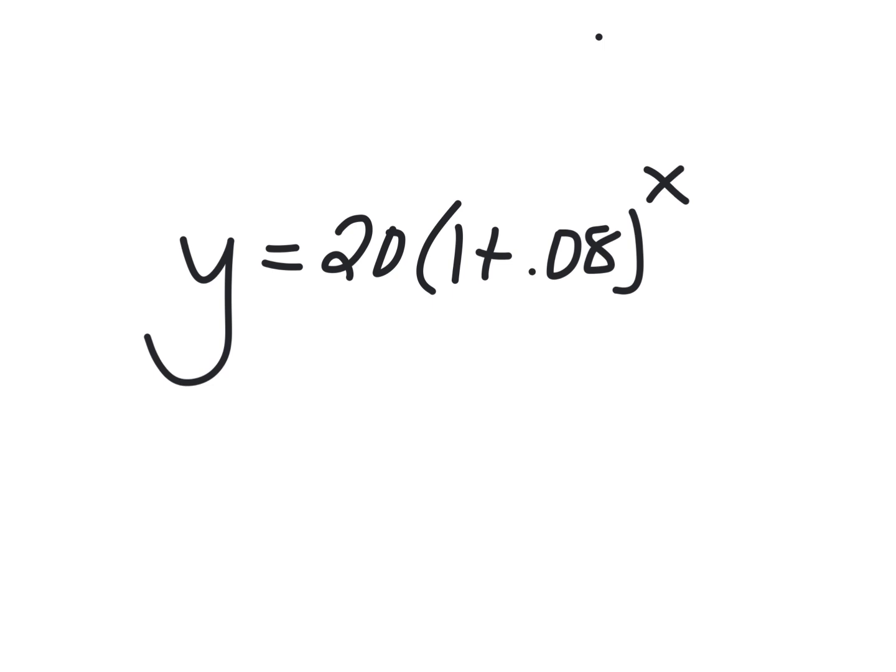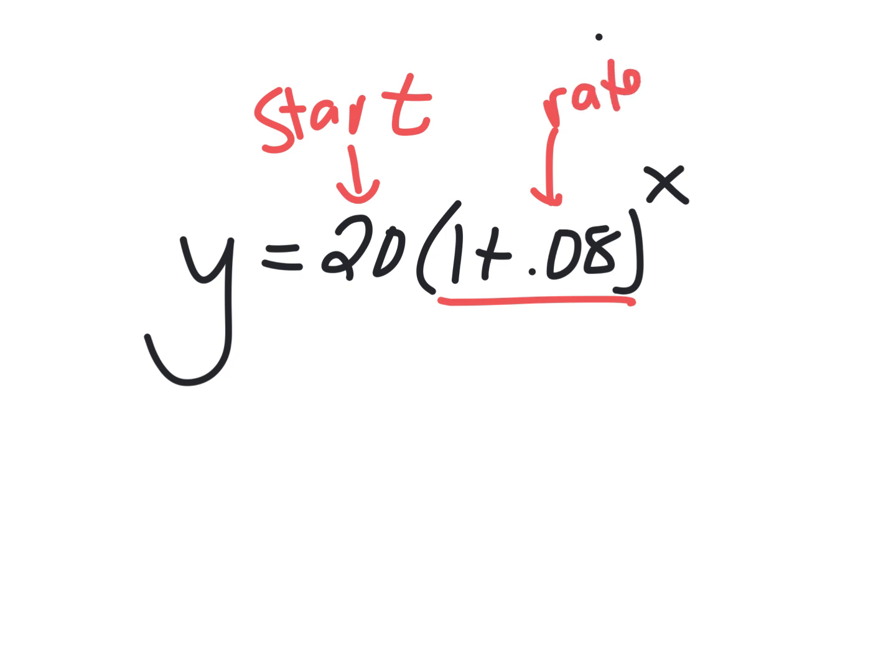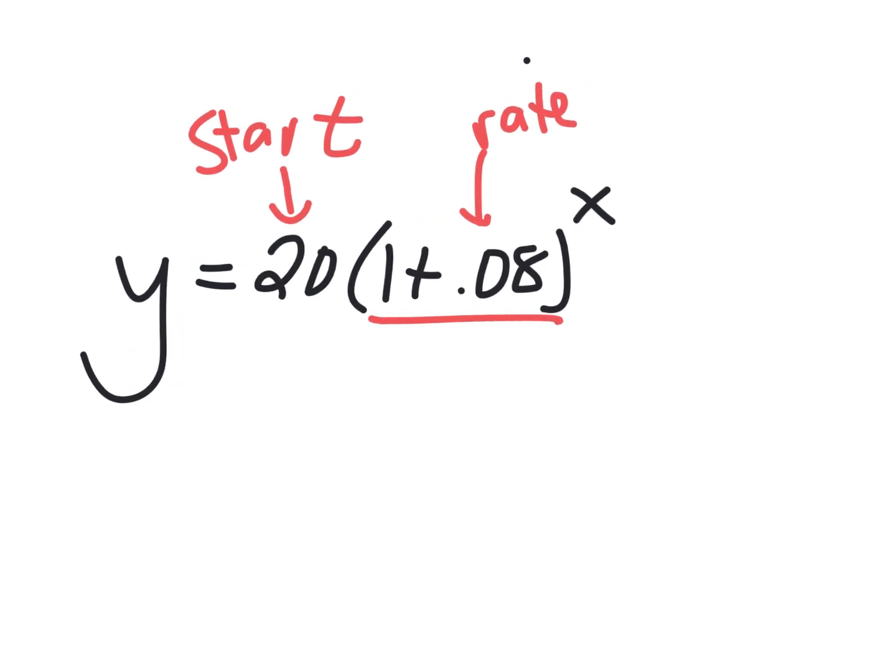Okay. So, this part is exactly like what we just did in our last project. 1 plus the 0.08, okay? And please write this equation. If you haven't already, write it down. And this is your starting amount. This is the rate. And this is the years.